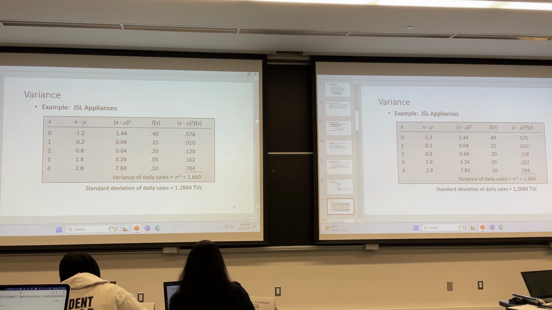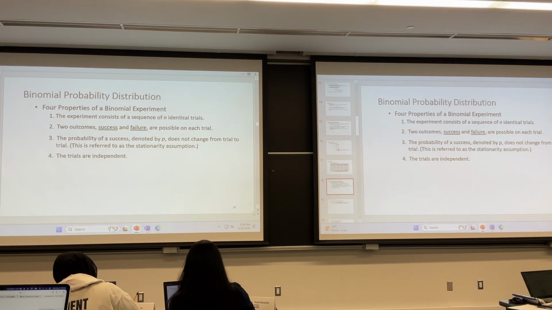And here is the calculation for variance. From each value, you subtract the mean value and then multiply with the respective probability. So 0 minus the mean value is squared, and here is the respective probability, and you add all these. 1.660 is the variance, and the square root of that is the standard deviation.